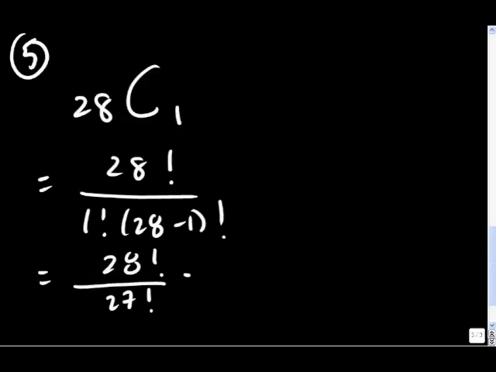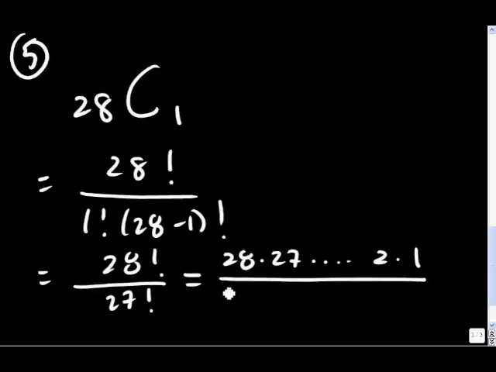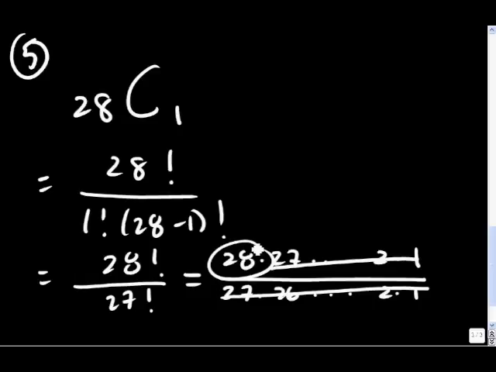Now, using the definition of factorial, in our numerator, we get 28 times 27 all the way down to 2 times 1 for 28 factorial. In the denominator, I get 27 times 26 all the way down to 2 times 1. By the cancellation property, we're left with the single value of 28. So 28C1 is 28.